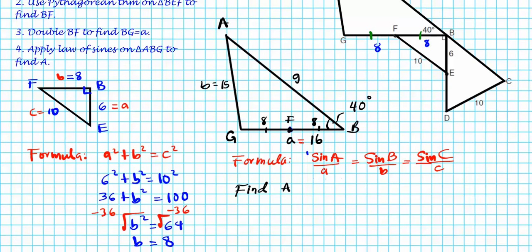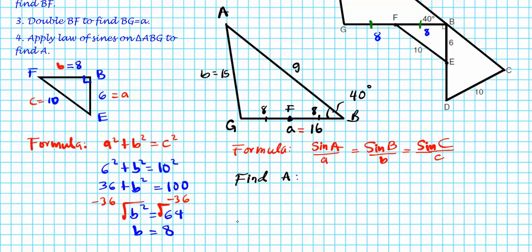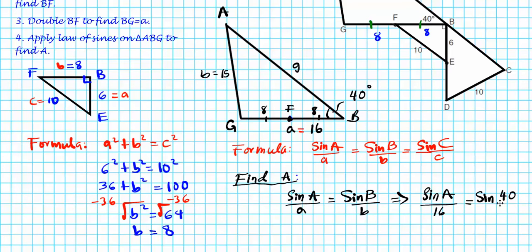To find that, I'm going to set it up. You can use only two ratios at a time. So to find A, I have sine big A over little a equals sine big B over little b. When I carry out the substitution, I'm going to have sine of big A, the unknown, over little a, which is 16, equals sine of big B, 40 degrees, over little b, which is 15.